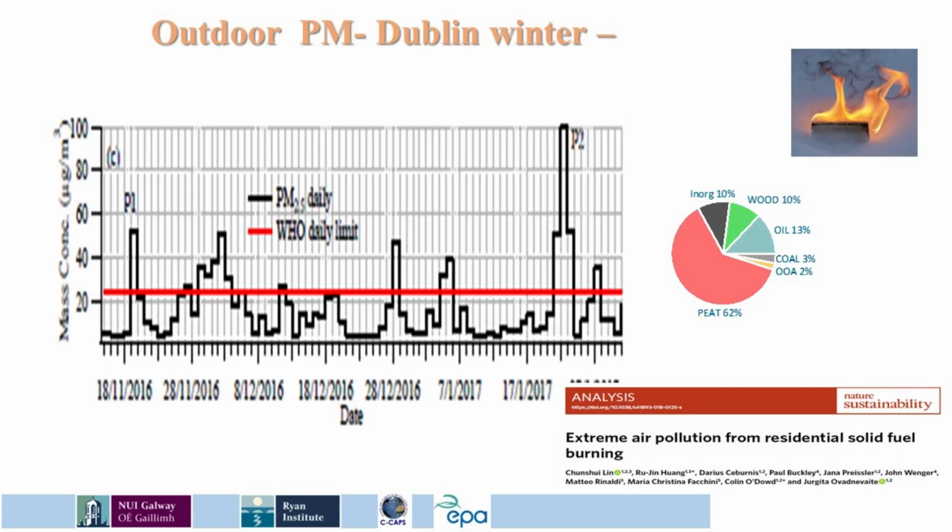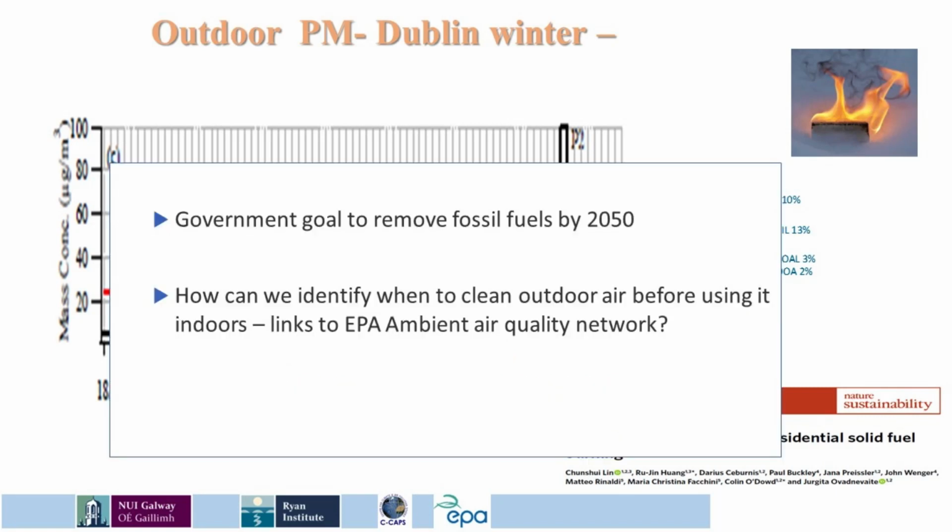And that study went further. There's a study published by colleagues at NUI Galway that wanted to identify the source of this pollution, and most of it is coming from fossil fuel burning for heating. Now, of course, it's not all doom and gloom. There is a government goal to reduce our reliance on fossil fuels by 2050, which should help with the outdoor air pollution arising from that particular source.